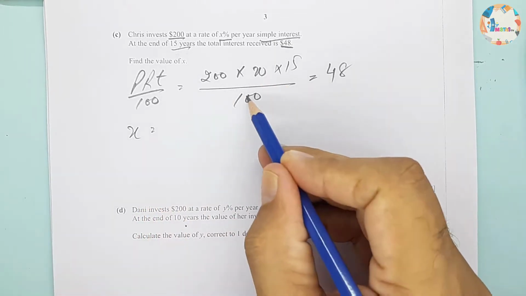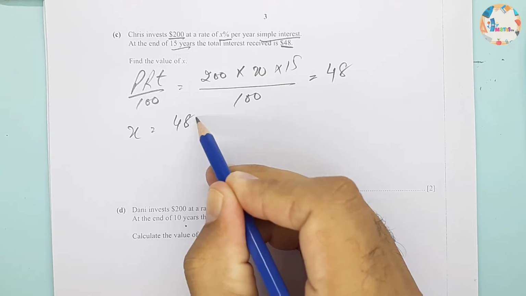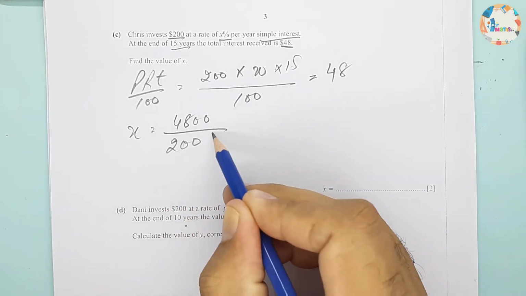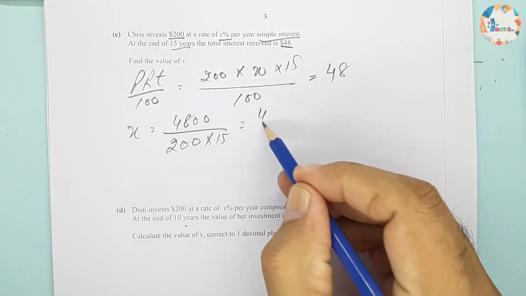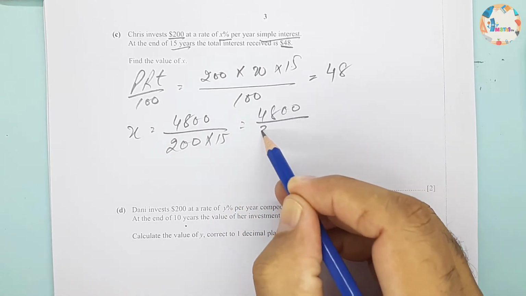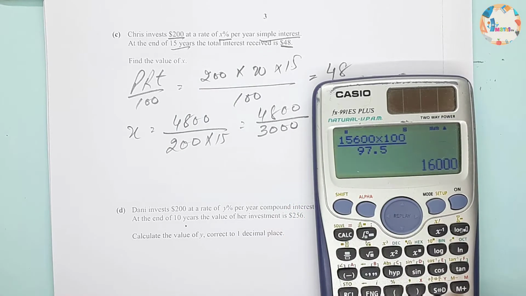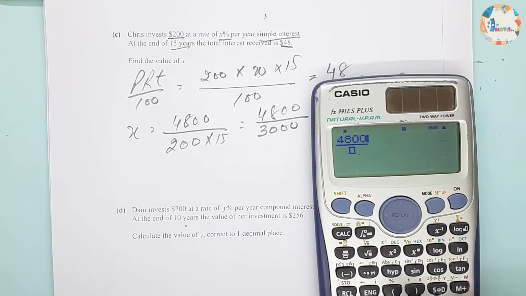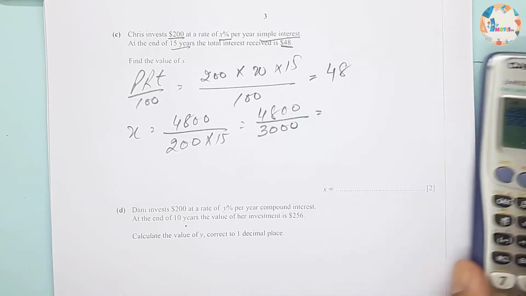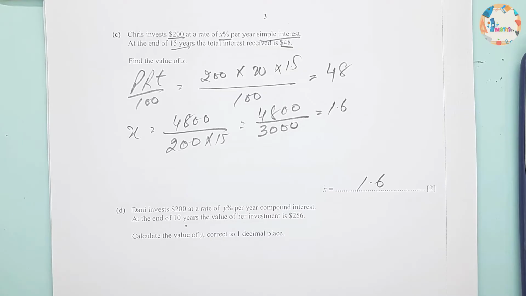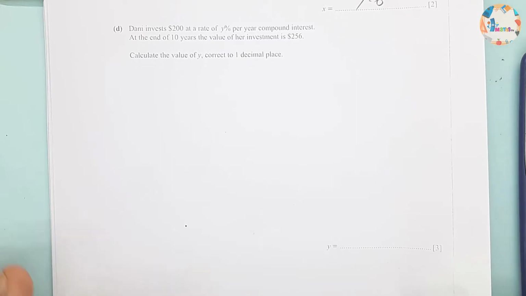So X will be equal to 100 into 48, so 4800, and divided by these two numbers, so 200 into 15, which will be 4800 divided by 3000. This one will be equal to, we can calculate this, 4800 divided by 3000, this will be equal to 1.6. So rate will be 1.6.